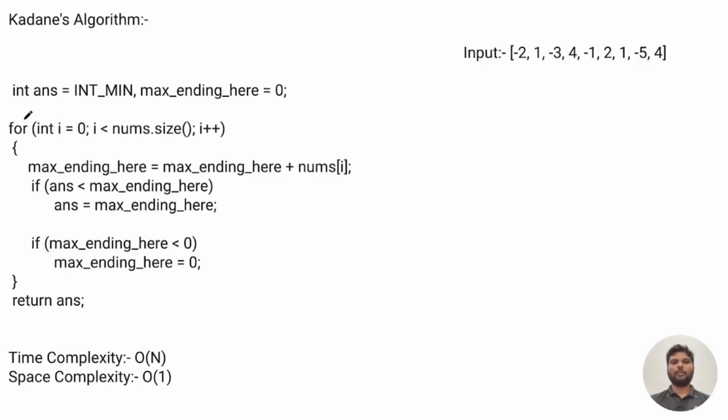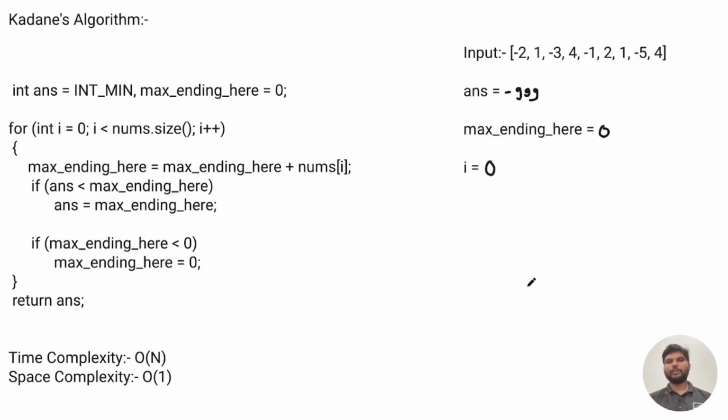After that, we have written a for loop which will go from 0 to the size of the array. We will start adding each element into the max ending here. Okay, and we will check if answer is less than max ending here, then we assign answer with the max ending here. If the max ending here is negative, that means we need to start a new subarray. In that case, we just reset the max ending here with 0, and at the end we just return the answer. So let's see the iteration of this algorithm step by step.